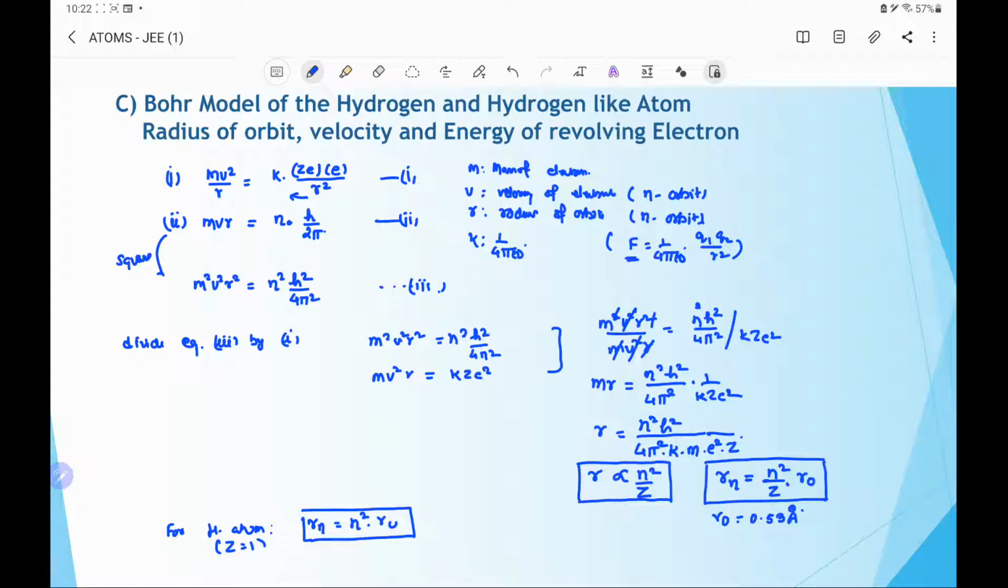Next, to find the velocity of the revolving electron, we will again use the centripetal force equation, mv square by r equal to k into Ze into e by r square. We can write this equation as mv square r equal to kze square. Say this is equation number 1. Another equation is that the angular momentum mvr is quantized, that is, it is n into h by 2 pi. So equation number 2 will be mvr equal to n into h by 2 pi.